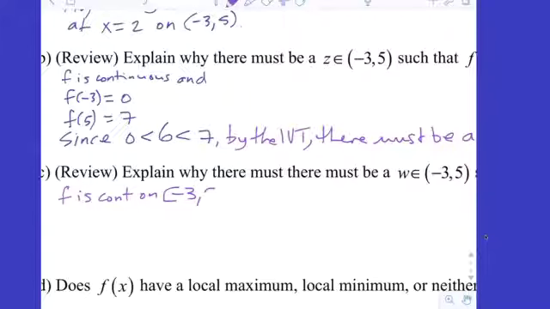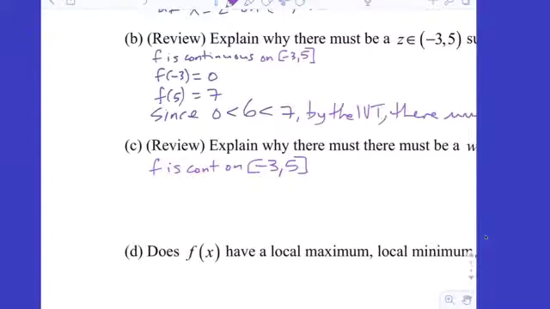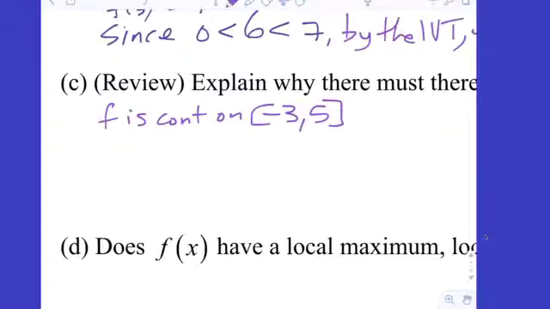By the way, up above when I said it was continuous, when you don't say where, that assumes that it's continuous everywhere. I probably should have said f is continuous on the closed interval from -3 to 5, but you wouldn't lose points. F is continuous on the closed interval and differentiable on the open interval.